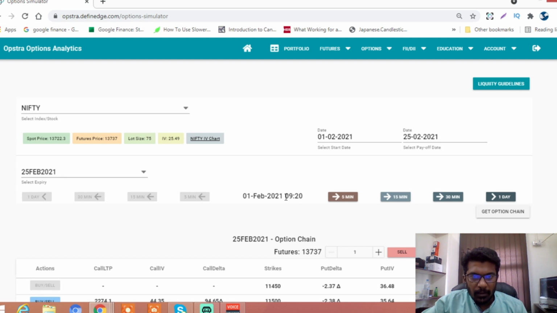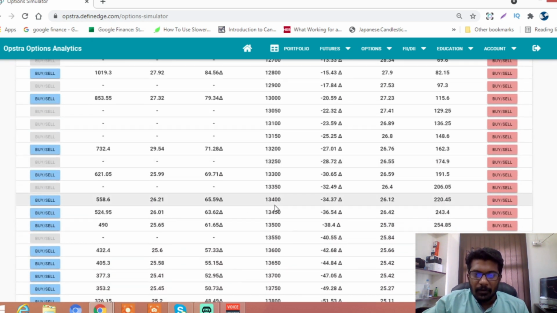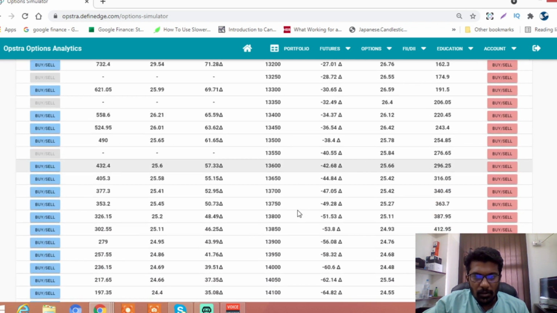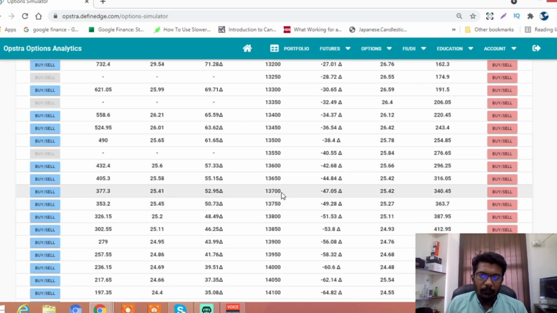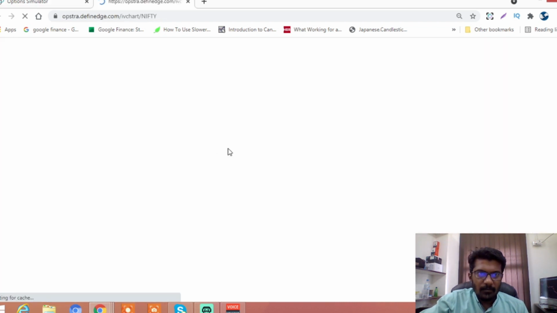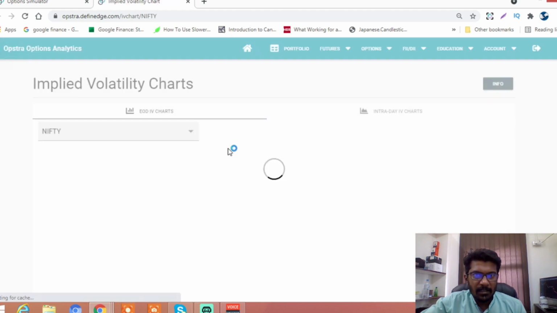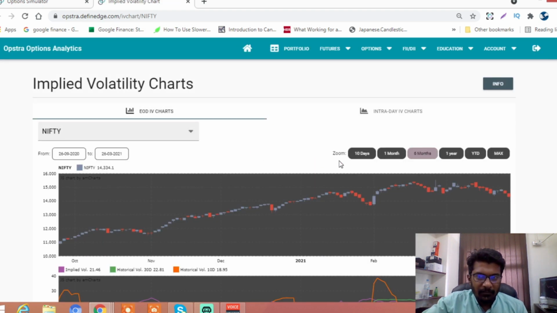On the 1st of February, Nifty spot was around 13,700. There is another good reason I selected February expiry: in the last week of January, volatility was very high. Why was volatility very high? Because the budget was due the next day. Whenever there is a binary event like the financial budget or an election, volatility will be very high.